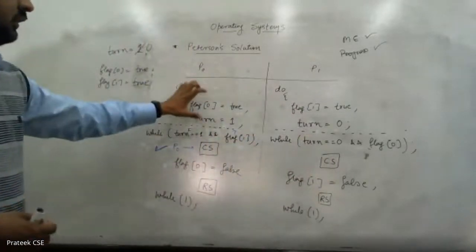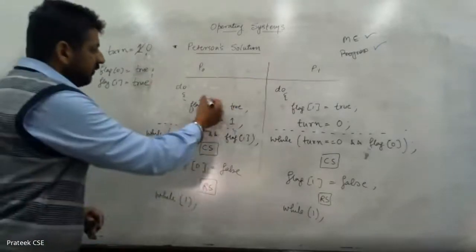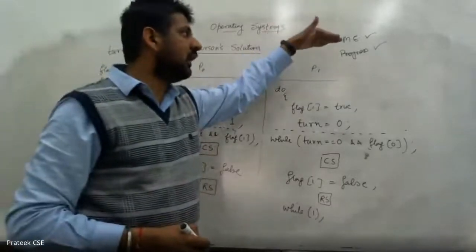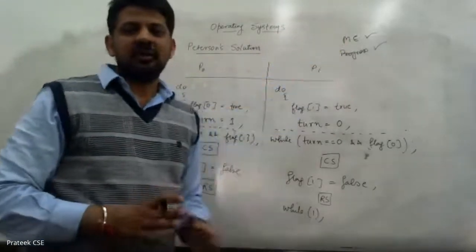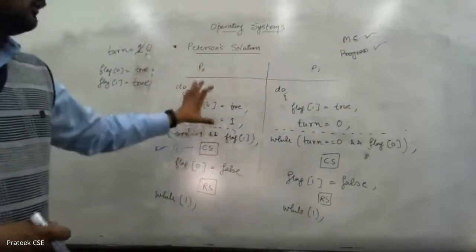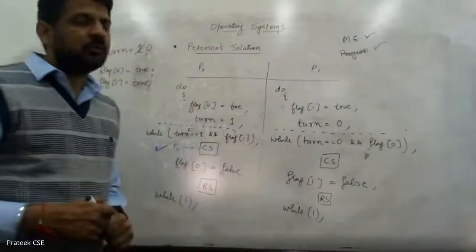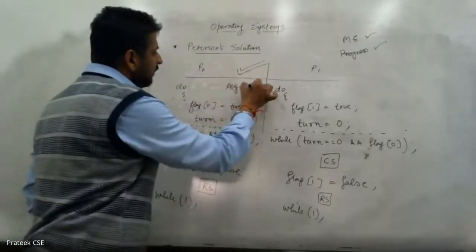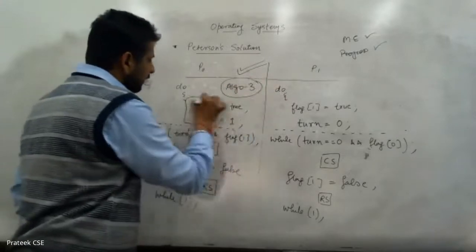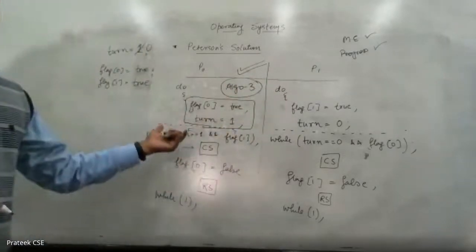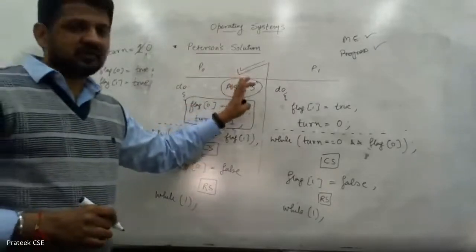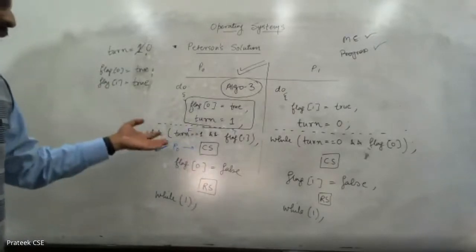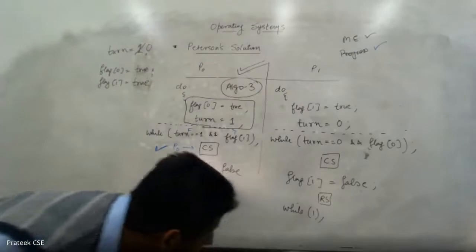So by combining both the flag array and the turn variable, we can achieve both mutual exclusion as well as progress. Even the third condition of the critical section problem, that is bounded waiting, will also be achieved using this particular solution. So this is the complete entire solution, algorithm 3, which consists of both the flag as well as the turn variable. This is the complete and entire solution for this critical section problem, which is the exact Peterson's solution. So I hope the things are very much clear to all of you.